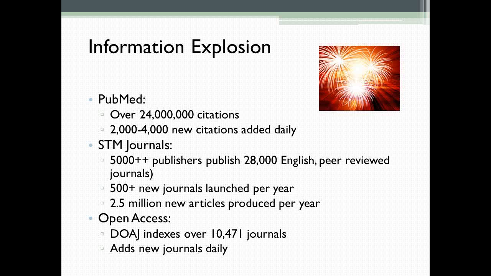There are 24 million citations in PubMed, with 2,000 to 4,000 new ones added daily, 5 days a week. The STM journals, science, technical, and medicine, are now up to 28,000 peer-reviewed journals, and they launch 500 new each year. And compound that with open access: the Directory of Open Access Journals is now up to over 10,000 open access journals that are flooding your Google search results and everything else that you're looking at.